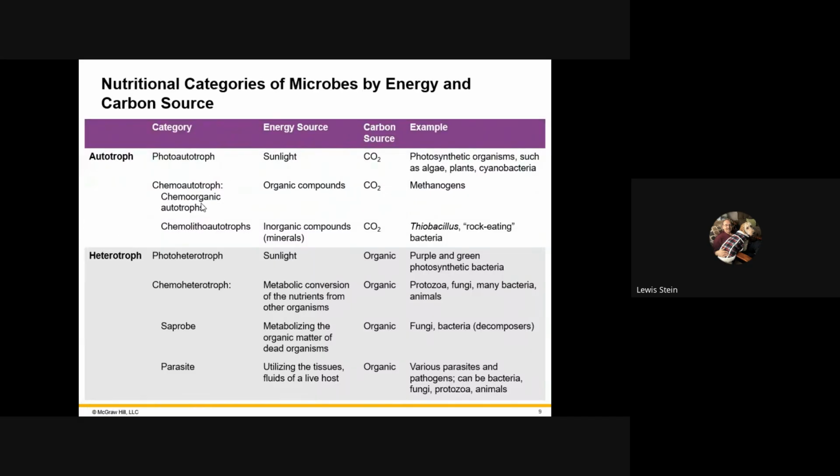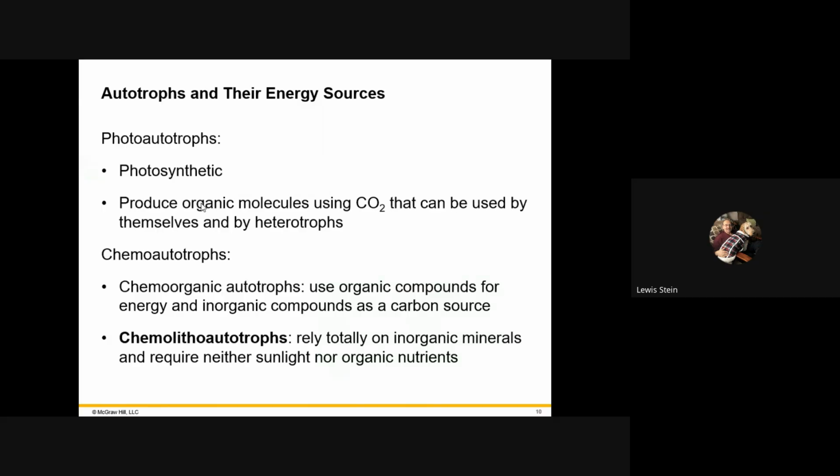And so I'm not using these charts. I don't want you to sit there and look at this or look in the chapter and go crazy. Like here, this one relies on inorganic materials, requires neither sunlight nor organic nutrients. Chemicals from stone. Litho means stone.